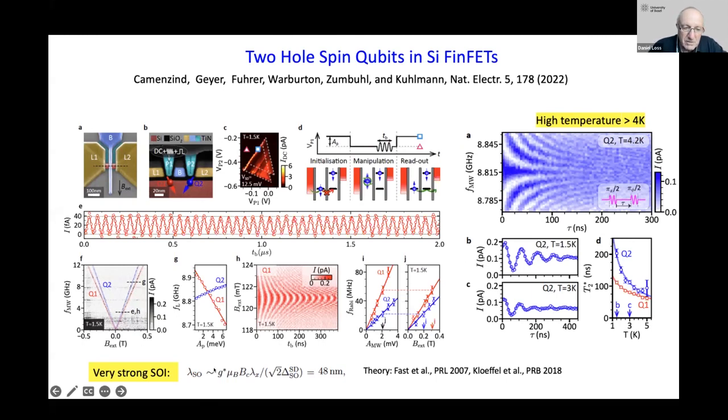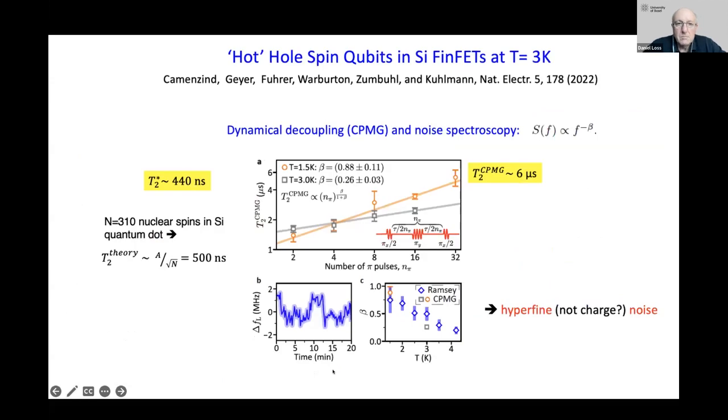Also, spin orbit in these structures turns out to be very strong, with the lengths on the order of 50 nanometers. Here again, similar results on the temperature dependence, that basically coherence is maintained up to 4 Kelvin or so.